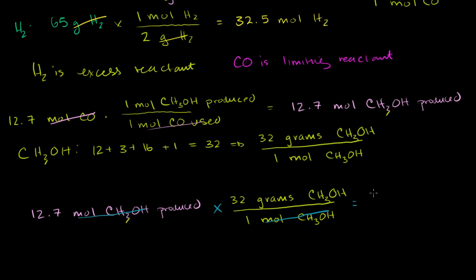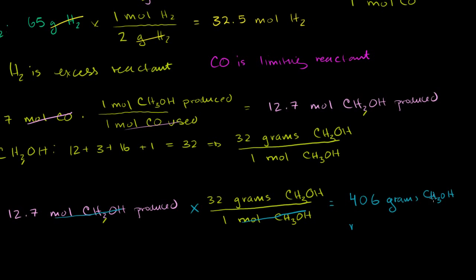406.4. Actually, I should just stay with significant digits. So we'll say 406 grams. I'm rounding down. 406 grams of methanol. Let me write it with the units. So grams of methanol produced. I could write the produced down here since we're all done.